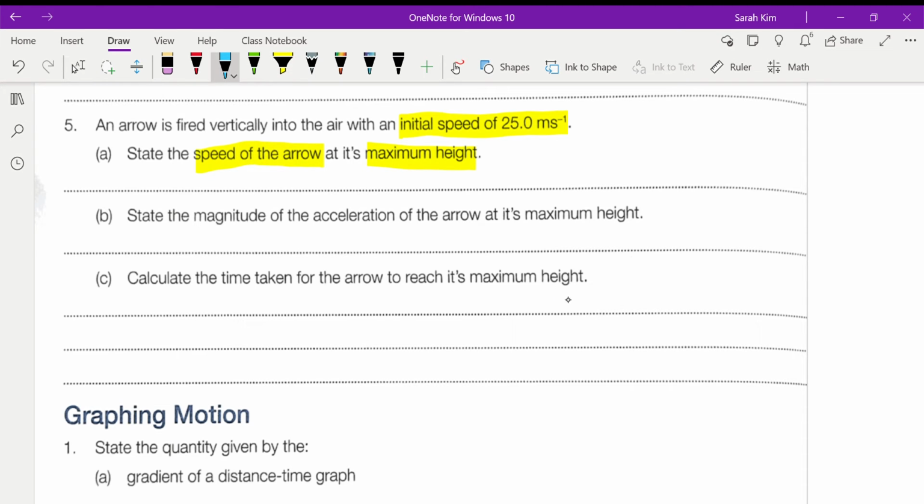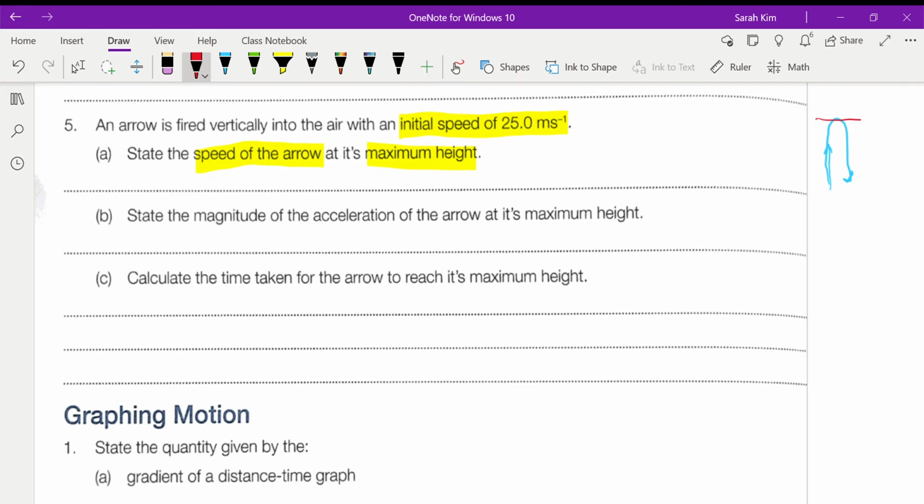I'm going to draw a quick diagram. If an arrow is fired vertically into the air, it eventually falls down. So let's just say it goes up and then it would fall down. So at its maximum height, at this point, what would the speed be? Well, the speed's going to decrease because there's gravity pulling it down, counteracting that velocity.